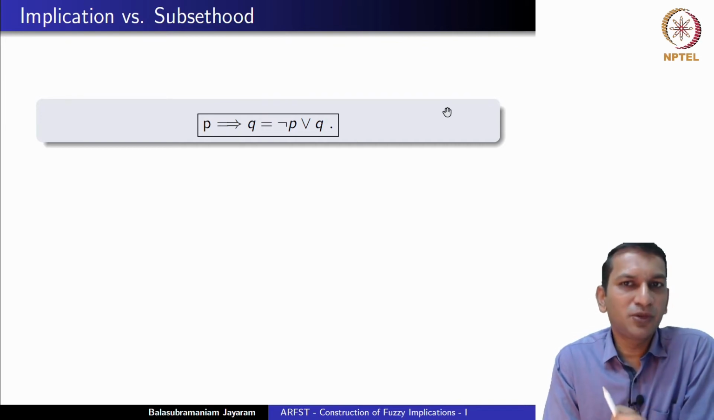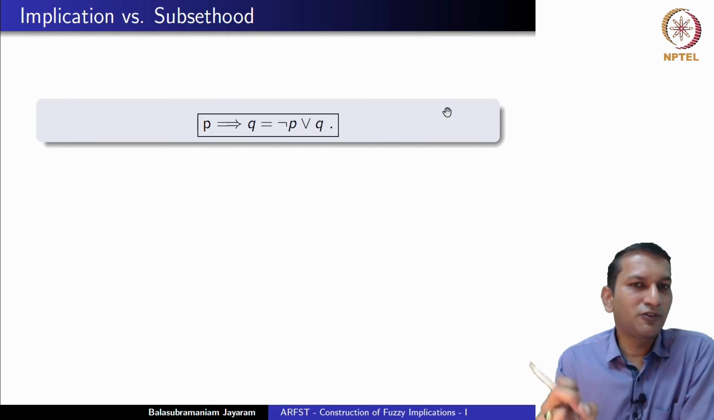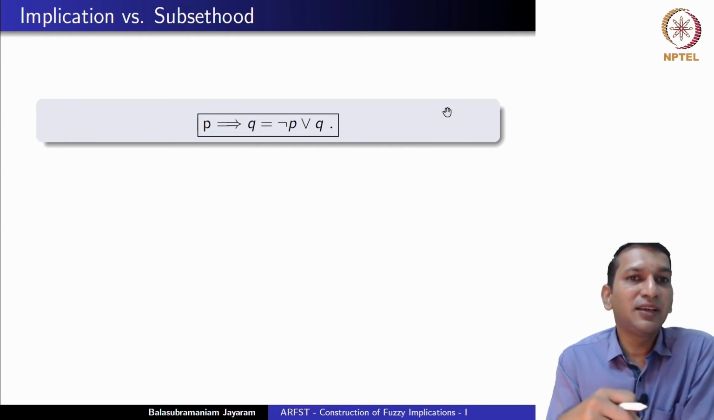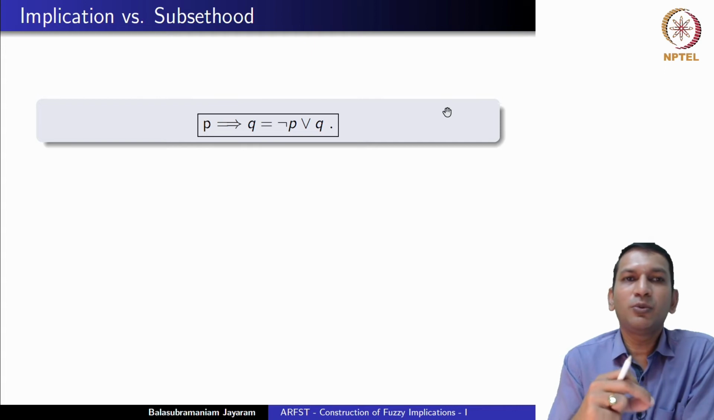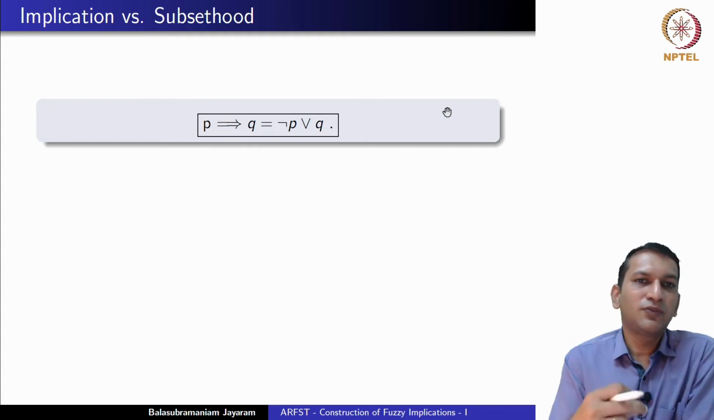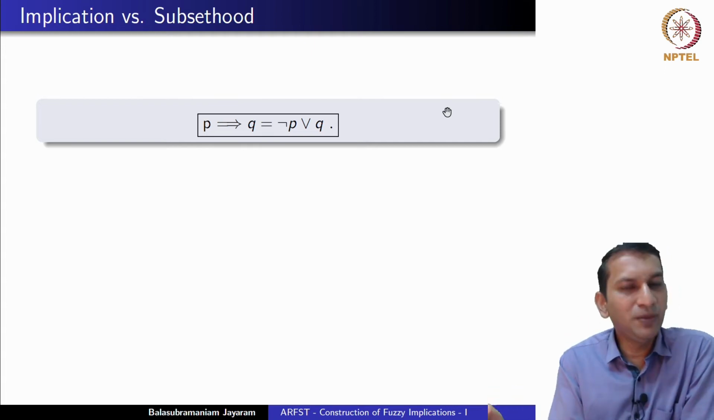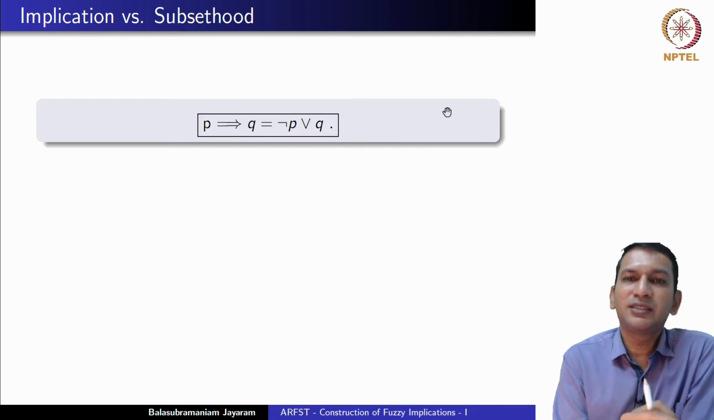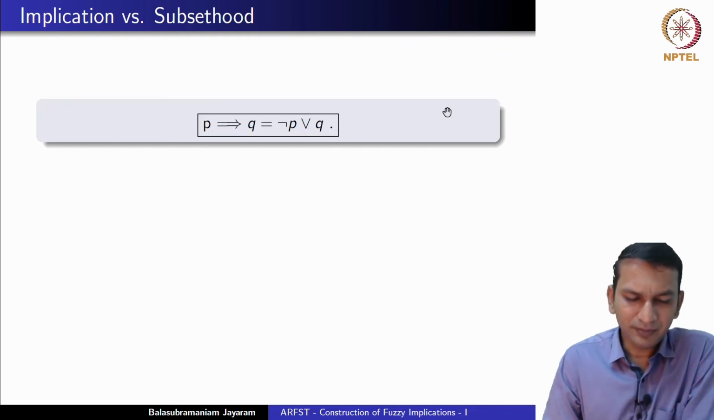Whereas in the case of subsethood, we want that A is a subset of B if and only if every X in A also belongs to B. It does not talk about when X does not belong to A. So if X does not belong to A, then it will belong to B or not, and that's what this conditional is capturing extra.